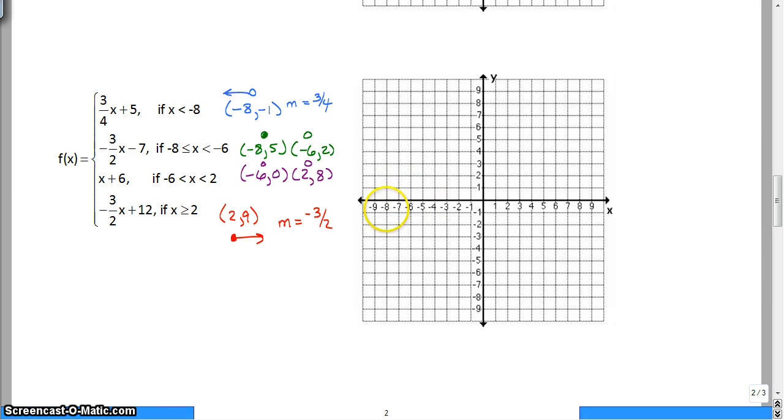So we go to -8, -1, open with a slope of 3/4 going to the left. So we're going 3/4 left. And then we're going to start at our -8, 5, solid dot, -6, 2, open, connect. Then we're going -6, 0, open to 2, 8, open, connect, done. And then start at 2, 9, slope of -3/2, and go to the right till you're off the graph.